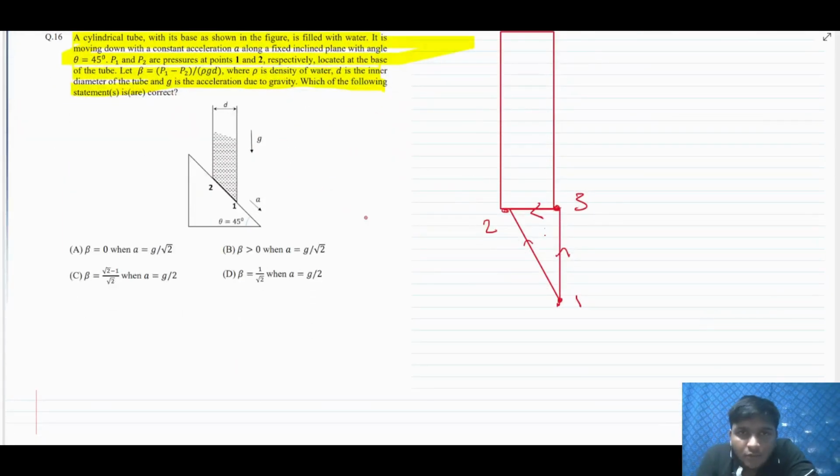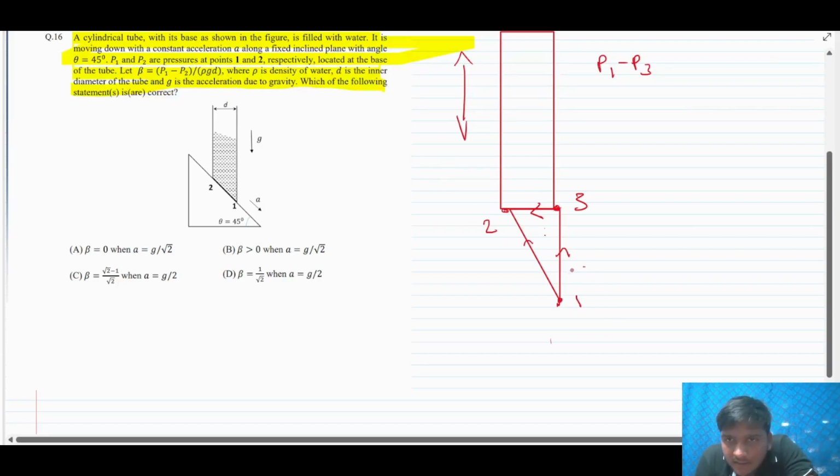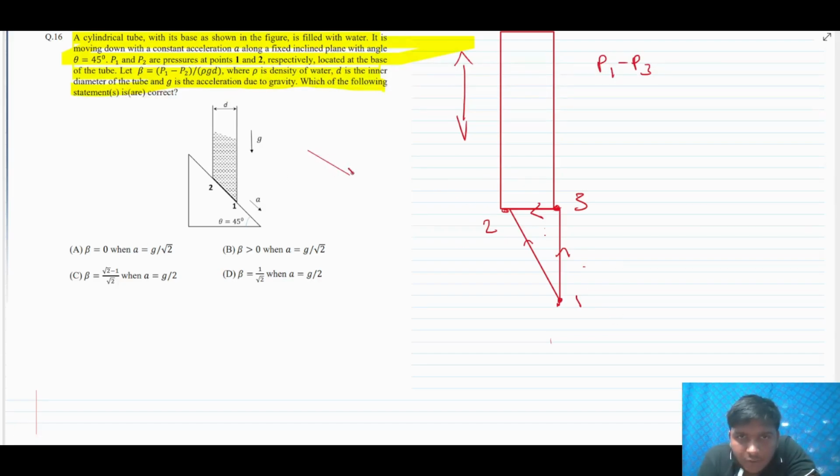First of all, we have to make sure that we work in an inertial frame. So let's first calculate p1 minus p3. To calculate p1 minus p3, it should be in an inertial frame, so its acceleration should be 0 in the y direction, because we are going in the y direction. So what is its net acceleration? It is nothing but g. It is moving downward with a in this direction. We can break it into two components, a cos theta and a sin theta. What will be cos theta here? Theta is nothing but 45. So a cos theta is a by root 2.